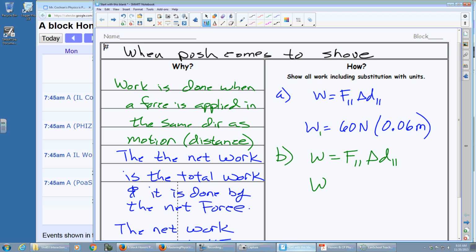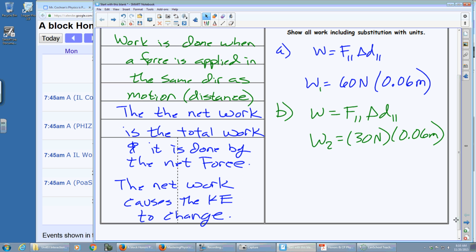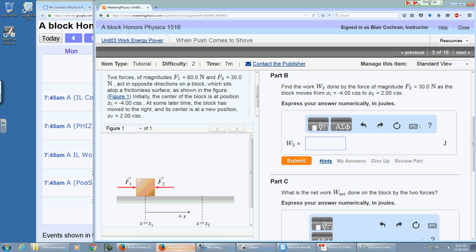This is work 1, this is work 2. Yay! Any questions on A or B before we go on to part C? Oh, we're good? All right. Part C.